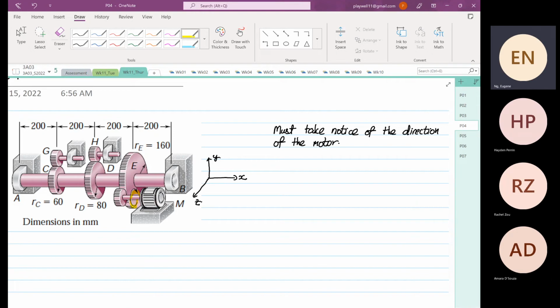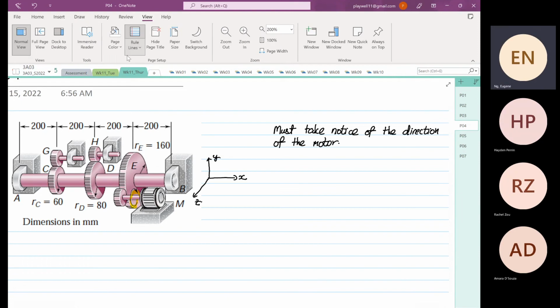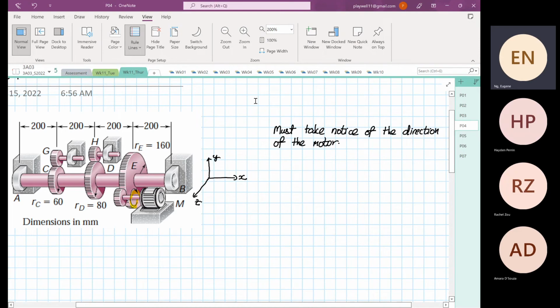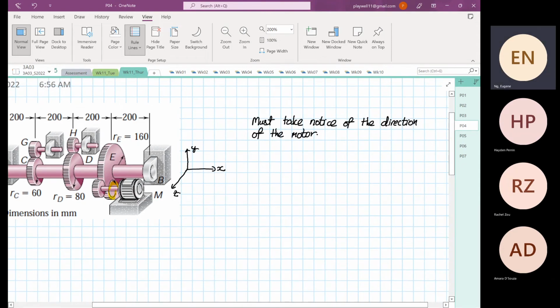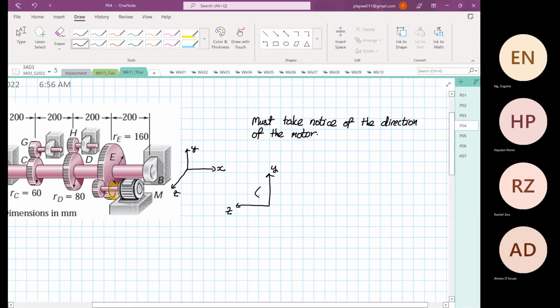Okay, so now we're going to view the motor gear, okay, and gear E. I want you to take note of the motor gear and gear E. Okay, so I'm going to draw the view now. So this is Y, this is Z, this is rotation X.